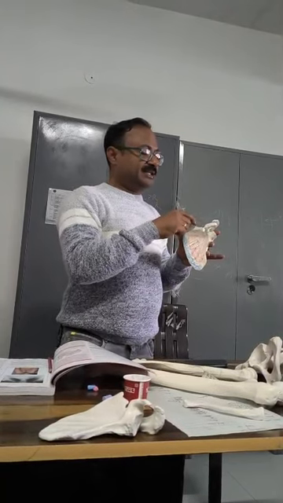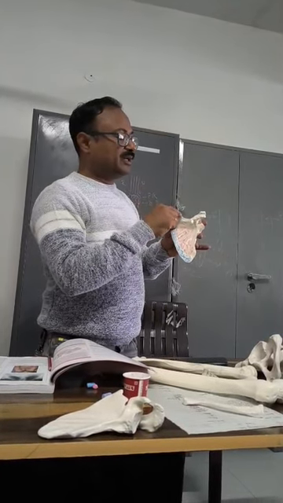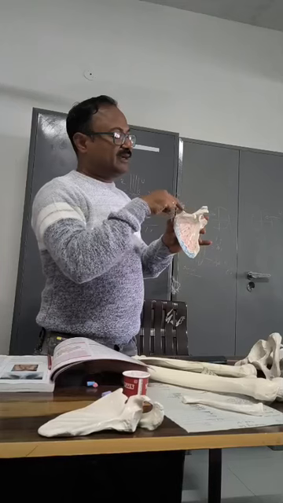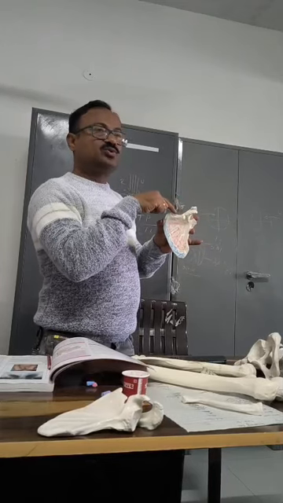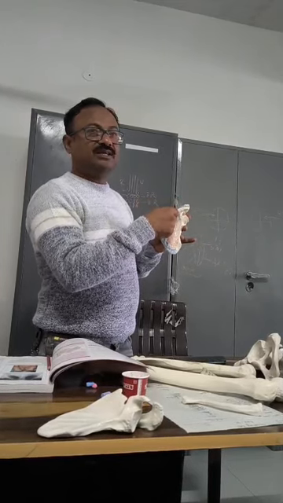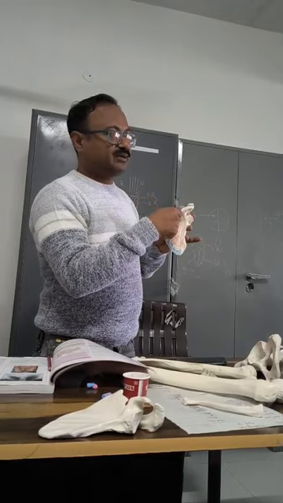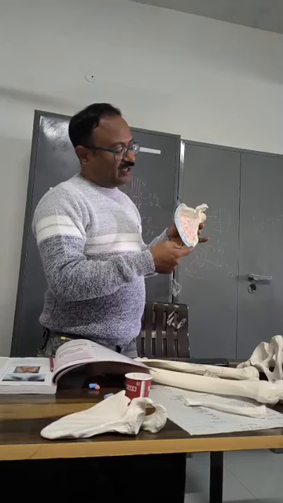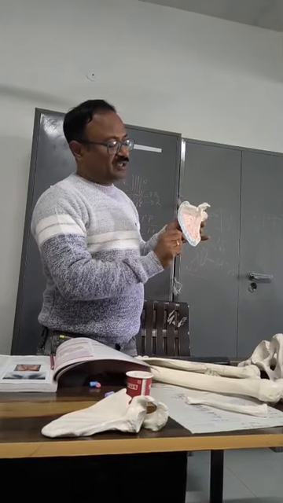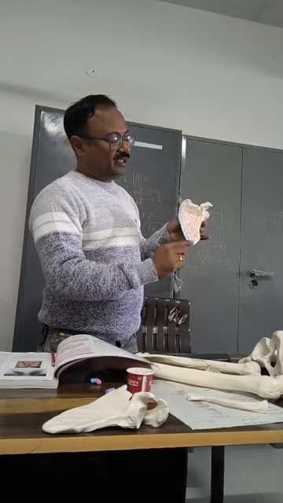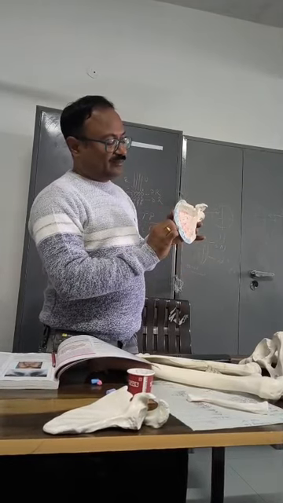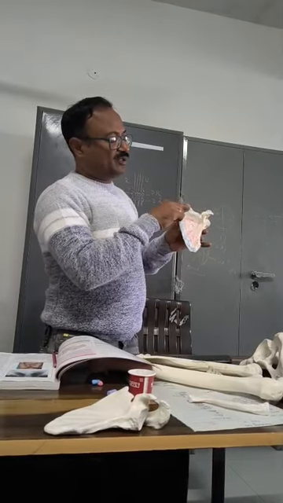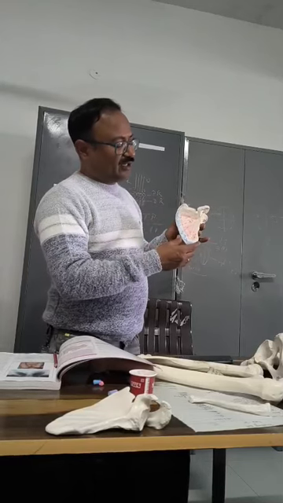You will find a thin sharp border which extends from the superior angle to the lateral angle. That is the superior border, which is marked by a notch called the suprascapular notch. Between the superior angle and the inferior angle, you will find the medial border, which is thin.